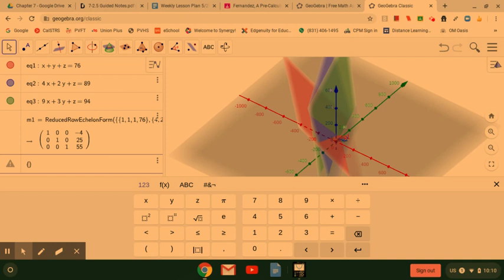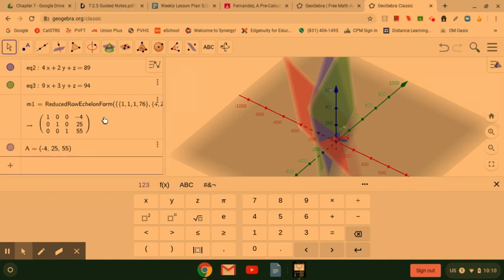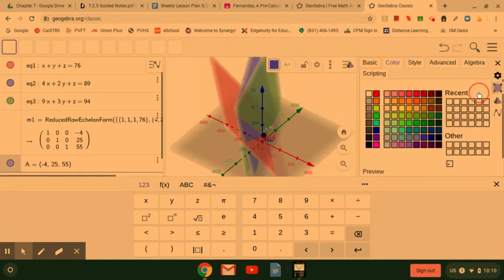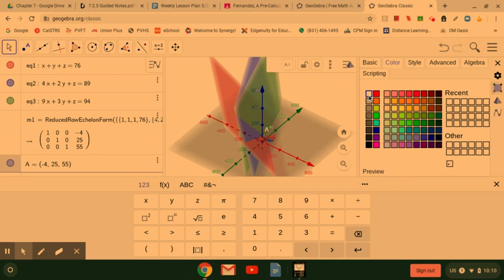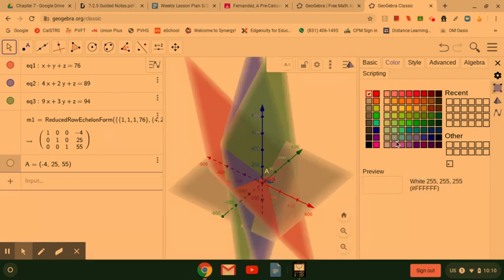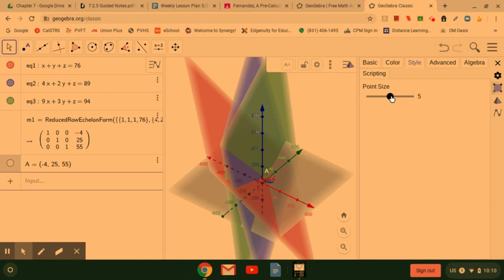So let's call point. So this is saying that these three planes in three-dimensional space intersect at -4, 25, 55. And let's see if that's true. And I'm going to make this color white so that we can see it clearly, and it'll contrast with the other. And then I also want to make the style a little bigger so I can really see it.